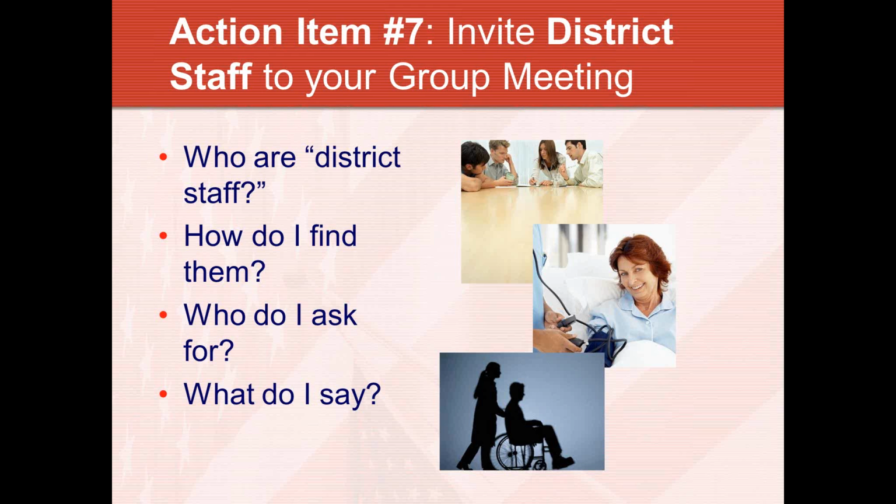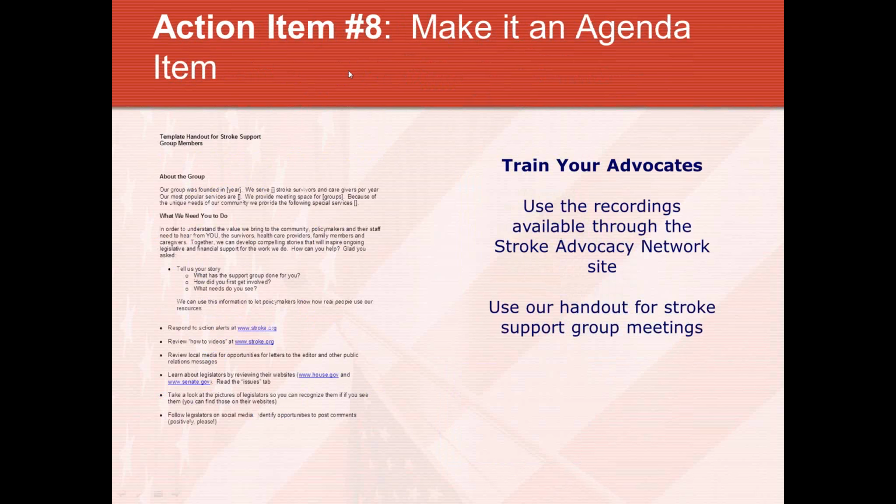It's one phone call to one of those local offices, although you may have to leave a message and be called back. But one phone call, one email to give them the information, and if they can't attend your next meeting, they might be able to attend one in the future. All right, so that's action item number 7.